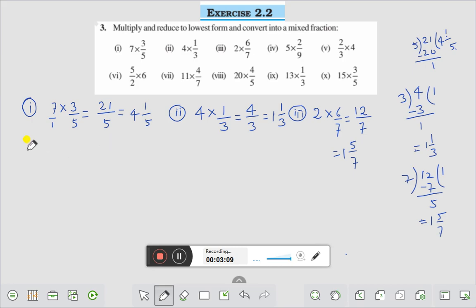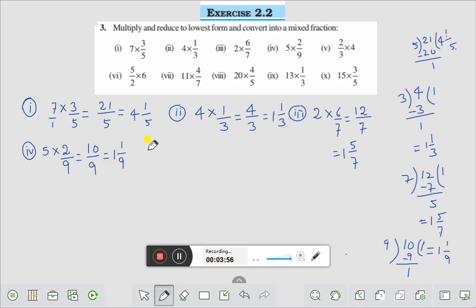Right? Now question number 4 is 5 into 2 by 9. That is equal to 5 twos are 10, divided by 9. If we divide 10 by 9, you are getting 9 ones are 9. 10 minus 9 is 1. That is 1 whole 1 by 9. Therefore it is equal to 1 whole 1 by 9.